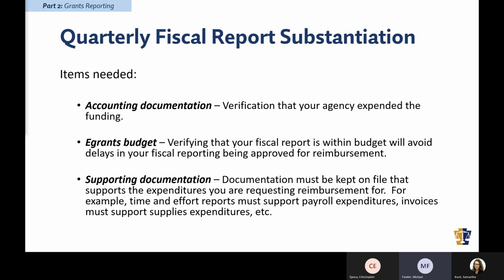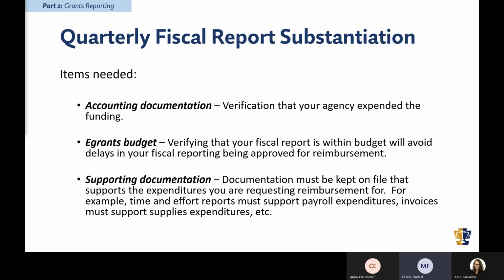Prior to entering a fiscal report into eGrants, you should have 3 items in your possession. First, you should have the accounting documentation to support what is being entered into eGrants. And remember, your record should match the eGrants reporting exactly. And next, you should verify that your submission is within the parameters of your budget. For example, if you didn't budget for travel, you can't arbitrarily enter travel expenditures into your report. And last, you need to maintain supporting documentation for the expenditures you're reporting. Examples are timesheets, invoices, accounting records, etc.